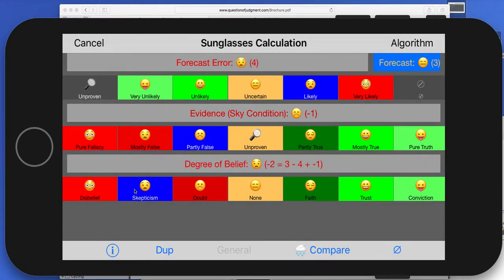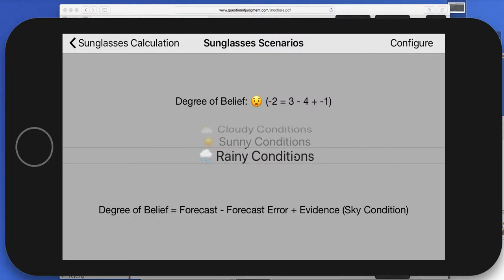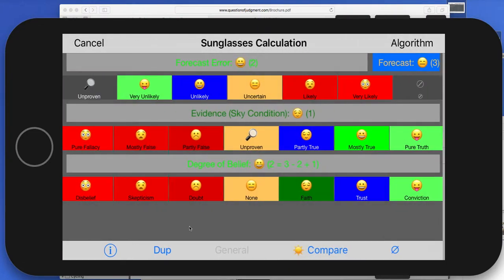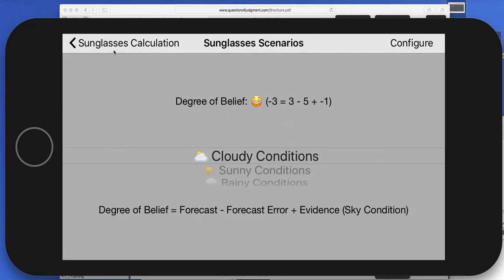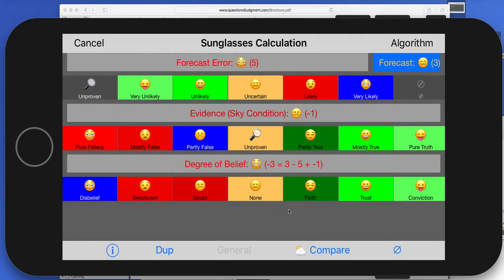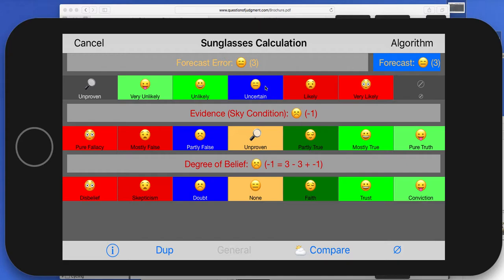You'll see that for rainy, if the forecast right now is uncertain and doesn't help us that much, but we look outside and we see it's raining, we're going to be skeptical of the forecast. But if we look outside and it's actually sunny, we're going to trust the forecast. And if it's cloudy, let's reset that to what it was before. If it's cloudy, well, we may not know. And we may just say it's uncertain.